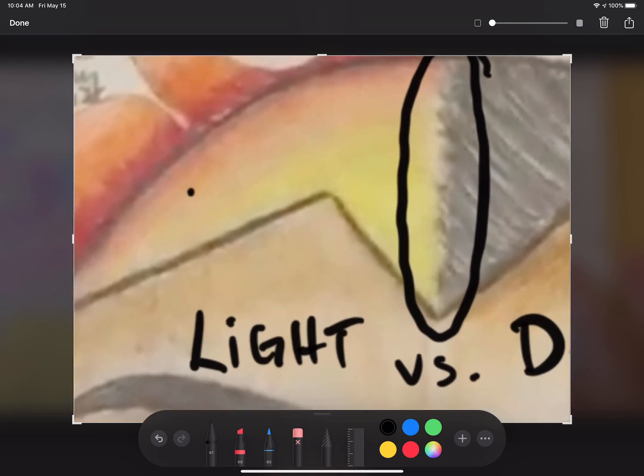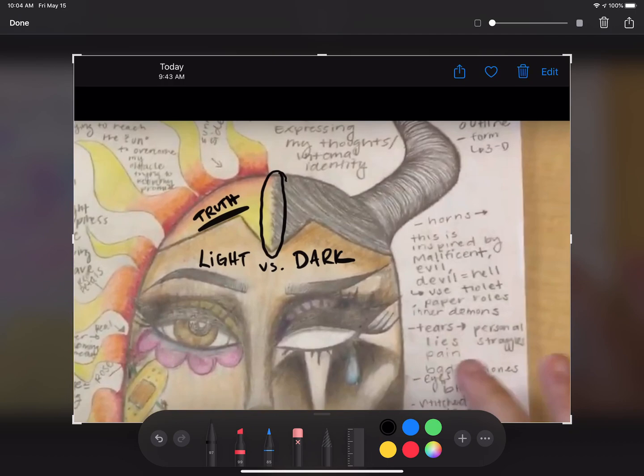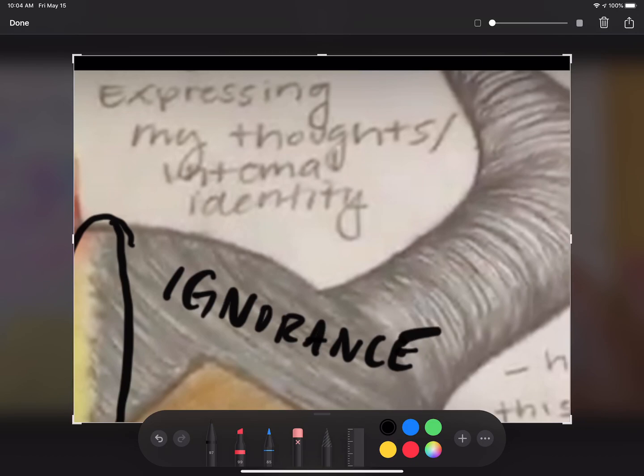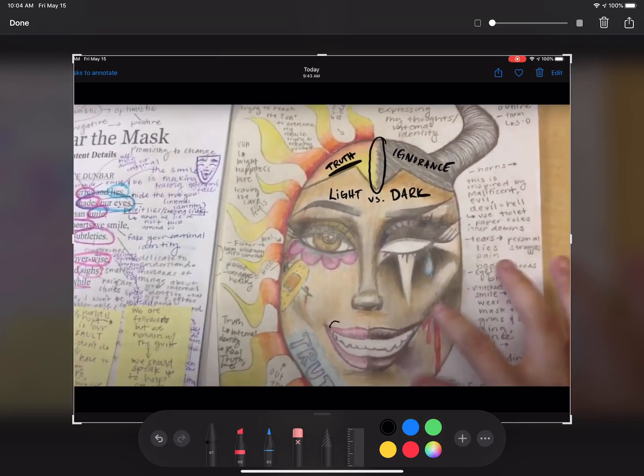So the light could represent truth outside of the cave. And right here, this side could represent ignorance. My kids are screaming upstairs. Sorry, guys. Okay, so that creates visual opposition.